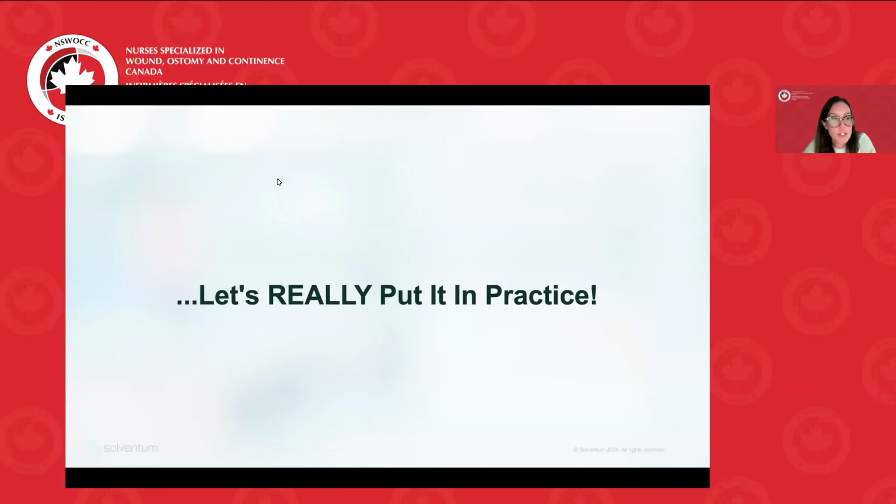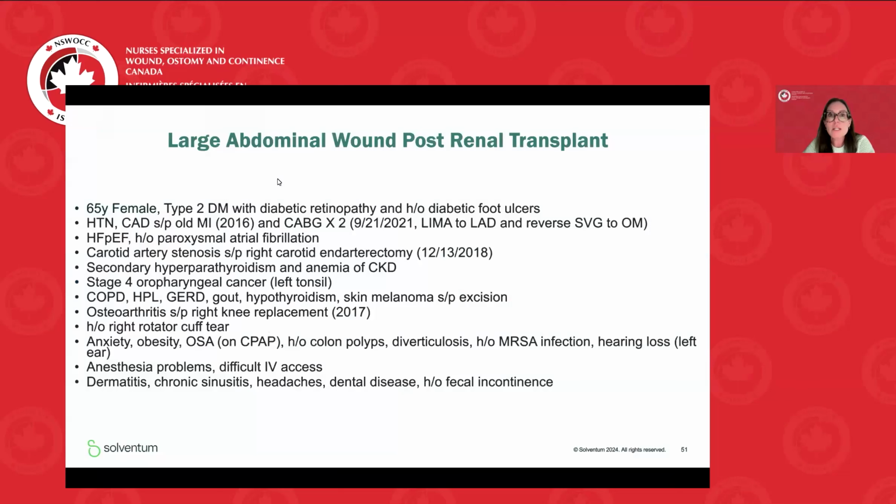All right, so now I want to just quickly go through some cases that go through that transition and why and what and who we're using when. So the first case, this was a large abdominal wound, post-renal transplant, 65-year-old female. You can see her past medical history there, not only the renal, but she's post-CABG. So this is a really sick lady.